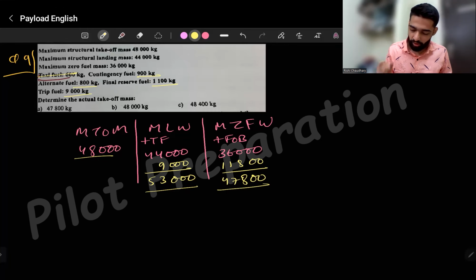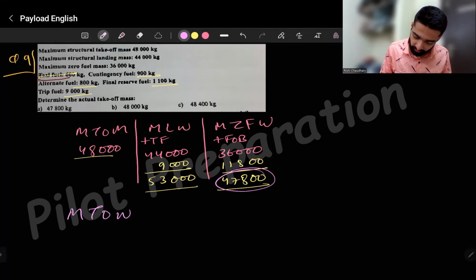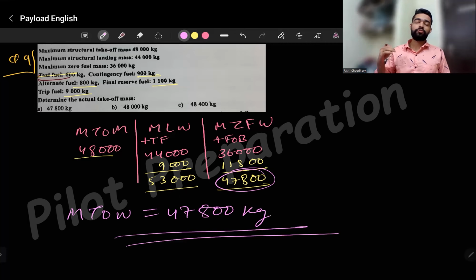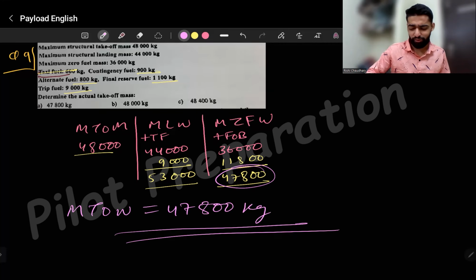So I can say which one is the lowest value. The lowest of the three is MZFW. So I can say the maximum takeoff weight is nothing but 47,800 kg. This is the safest weight which one should be carrying. Okay. So this is my maximum takeoff weight. This was so easy.